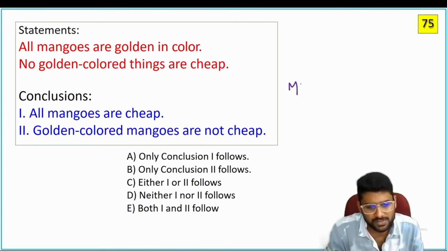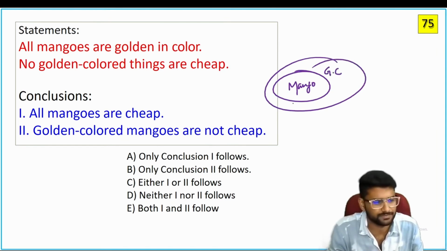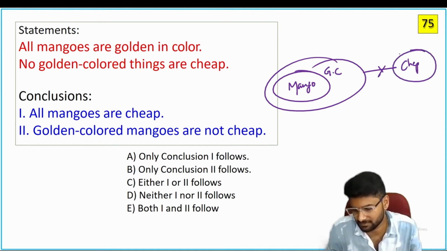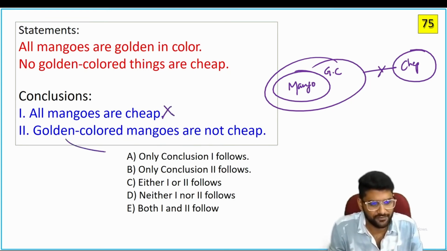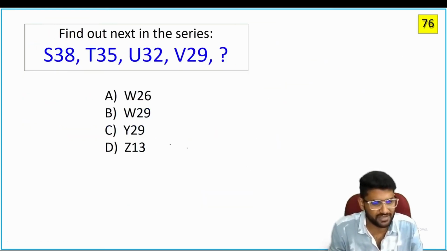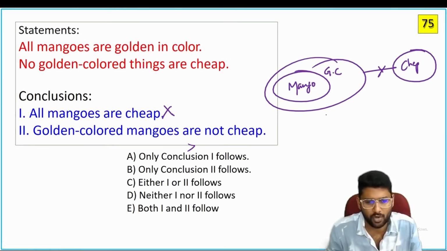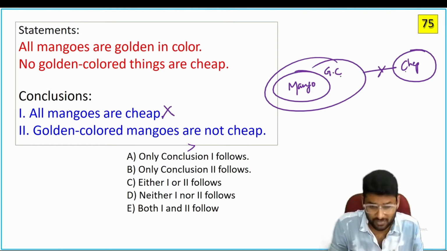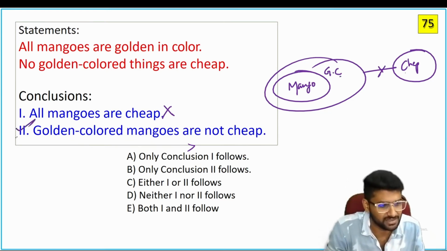If all mangoes are golden color, no golden color things are cheap. That's a diagram. Now the conclusions here. All mangoes are cheap is not at all valid. Why? Because there is no direct relation. If you see any all-not condition, just verify in this way. The information says that all golden color mangoes are not cheap. Why? Because if no golden color is cheap, it means all golden color is also not cheap. It's a valid one. The second is valid.